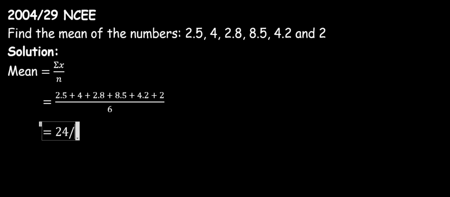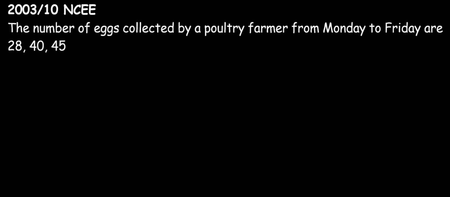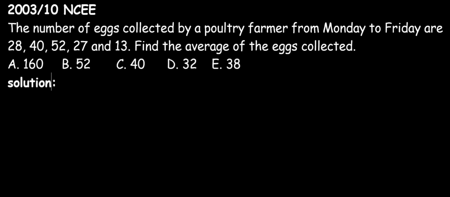That summation of those numbers will give you 24 over 6, and that is equals to 4. Another example. The number of eggs collected by a poultry farmer from Monday to Friday are 28, 40, 52, 27, and 13. Find the average of the eggs collected.